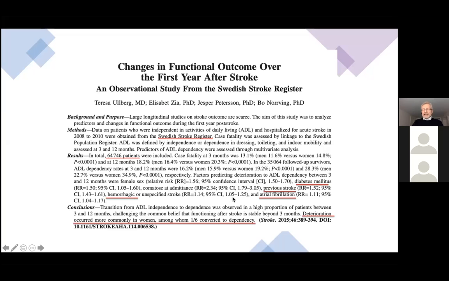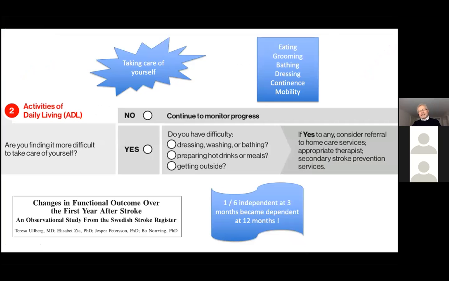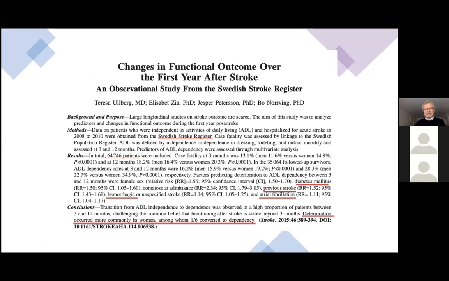So the take-home message is that when you ask about these ADLs, it doesn't mean that once they've achieved independence they're going to maintain independence. This has to be reviewed on every visit with our patients, because 1 in 6, which is actually a large number, being independent become then dependent, and this needs to be readdressed as to how to regain their independence.